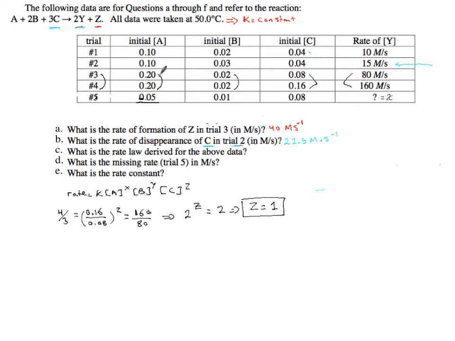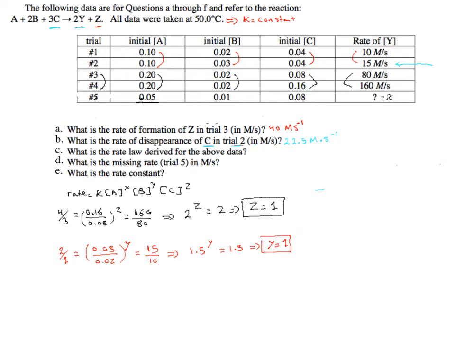So this time I go after experiment 2 versus experiment 1. B changes, C and A are constant. So 2 divided by 1 will say 0.03 for B divided by 0.02 for B to power Y is equal to 15 divided by 10. Simplify, 1.5 raised to power Y equals 1.5. Y is also first order with respect to B.